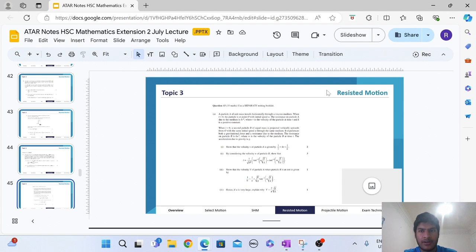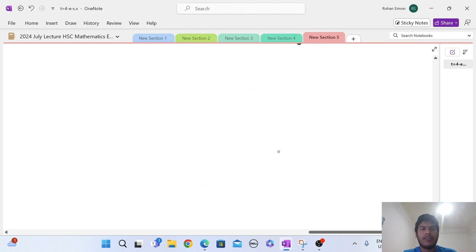Okay. So that's part 1. Part 2, by considering the velocity w of the particle B, show that t equals 1 on root gk, tan inverse, so and so, so and so. Okay, now this particle B is a case of vertical resisted motion.